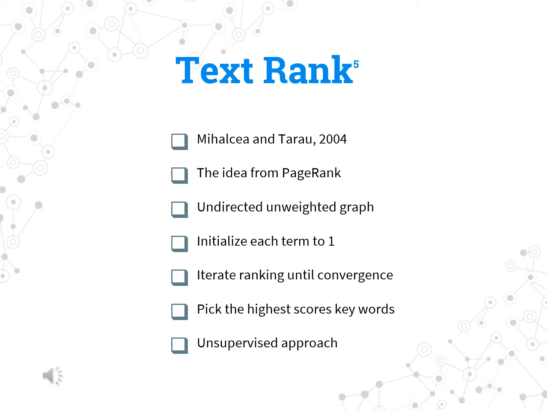TextRank algorithm. It was published in 2004. The idea comes from the PageRank algorithm. It is a directed and weighted graph. It initializes each term to 1. Iterate ranking until convergence. It picks the highly scored keywords. It is an unsupervised approach.